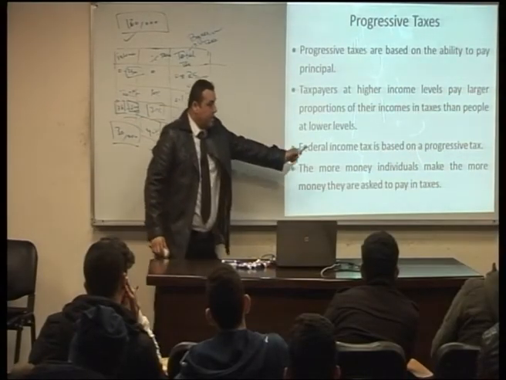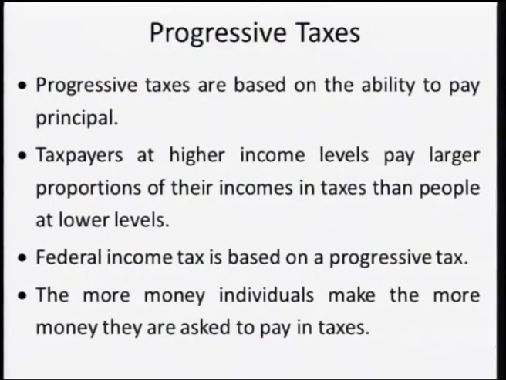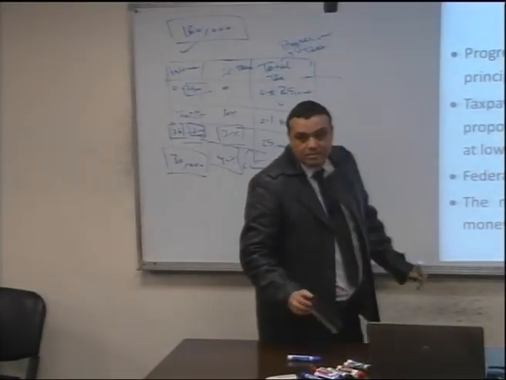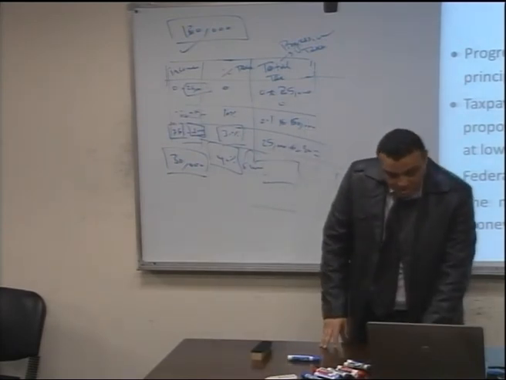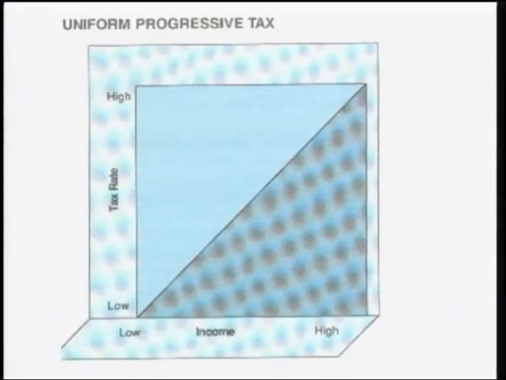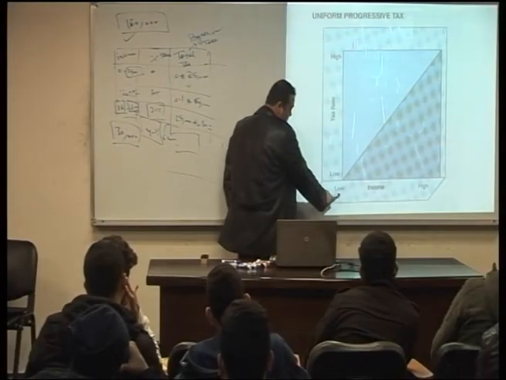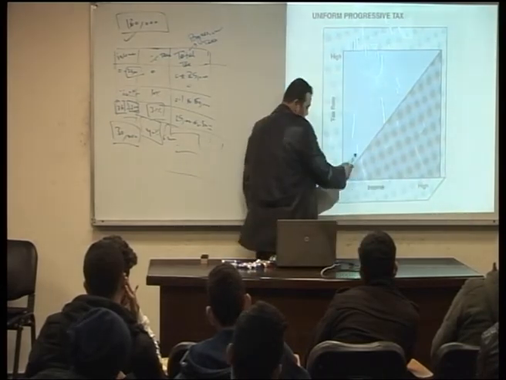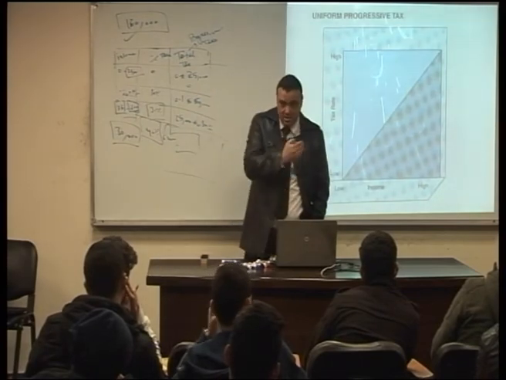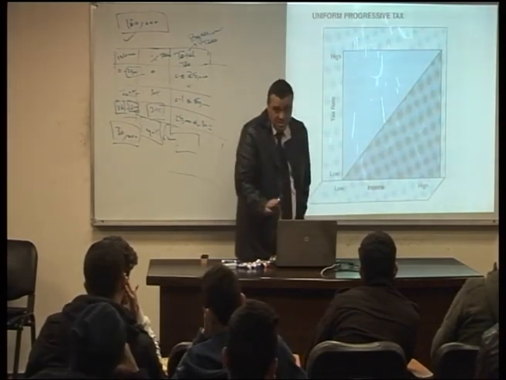The more money individuals make, the more money they are asked to pay in taxes. The more money the individuals make, they have to pay more money. They are asked to pay more money. And here is the graph that shows the relationship between income. Here the low income, high income. As the income increases, the tax rate increases. This is the idea, okay?